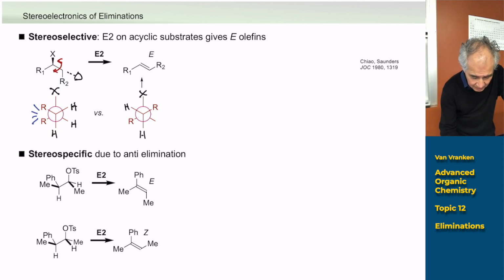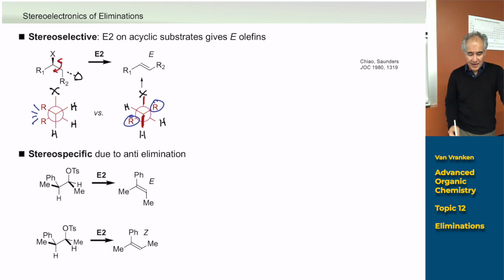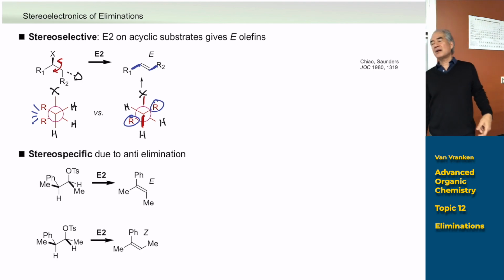And that's going to be the preferred conformation for elimination. And when we adopt that conformation prior to the E2 reaction, it's going to put the two R groups on opposite sides. And that relationship will be maintained in the product. Those two R groups will end up on the opposite side of the double bond.